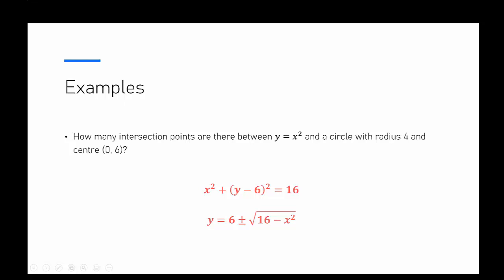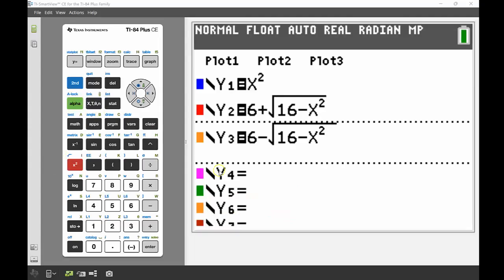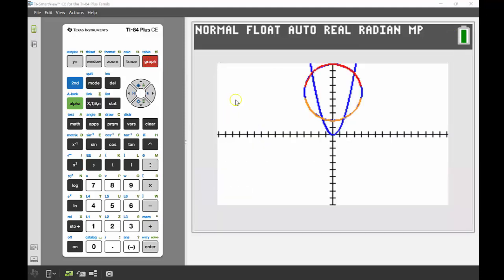So I'm going to input those into my Y2 and my Y3, and we'll have a look at how good our drawn circle is. Okay, so there's my two equations there, and I'm just going to graph those. Okay, and there we go. It matches up pretty well with that circle that we drew from the draw menu.